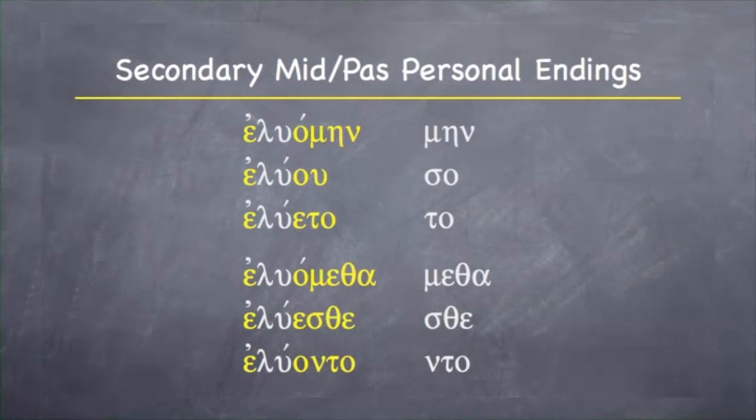What are the secondary middle passive personal endings? They are men, so, to, metha, sthe, nto. Combined with a connecting vowel, they are omen, ou, eto, ometha, esthe, onto. With luo, they are eluomen, eluou, eluweto, eluometha, eluesthe, eluonto. Okay, that's enough on those personal endings.